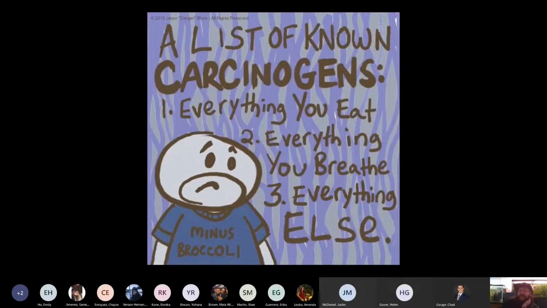So, a list of known carcinogens: everything you eat, everything you breathe, everything else, except broccoli. On to viruses that cause cancer. Some types of viruses can induce cancerous mutations. Basically, the virus enters a cell and induces a cancerous mutation.